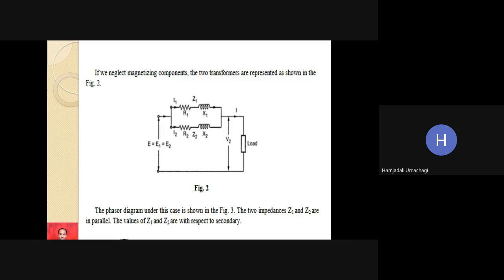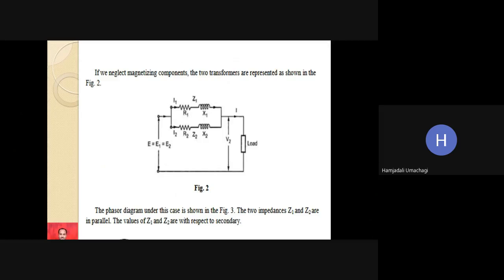Okay. The two impedances Z1 and Z2: Z1 is the impedance of the first transformer, Z2 is the impedance of the second transformer, which are connected in parallel. So both these impedances are in parallel. The values of Z1 and Z2 are with respect to the secondary, which means we are at the load side. That is the meaning.